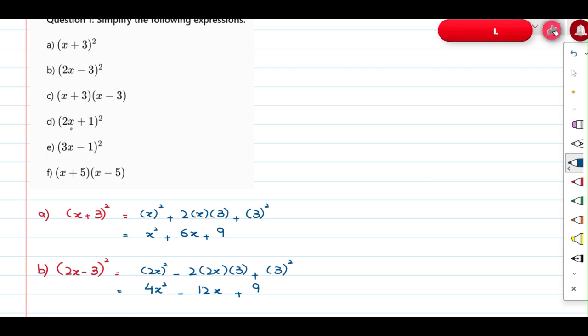Okay, now for part D, again we have to do the square of a sum, part E the square of a difference, part F the difference of squares. These last three parts I'm going to give you as practice. You have to apply the first, second, and third identities on these three parts, and you can send me your answers in the comment section.